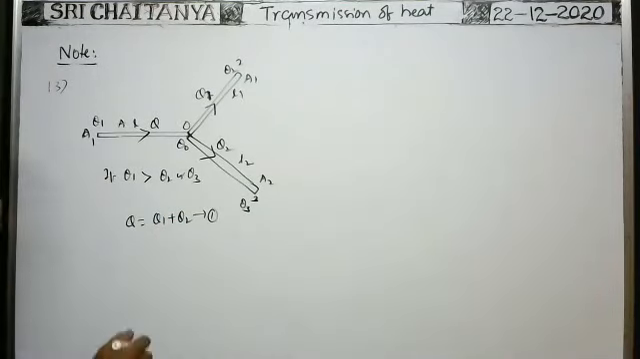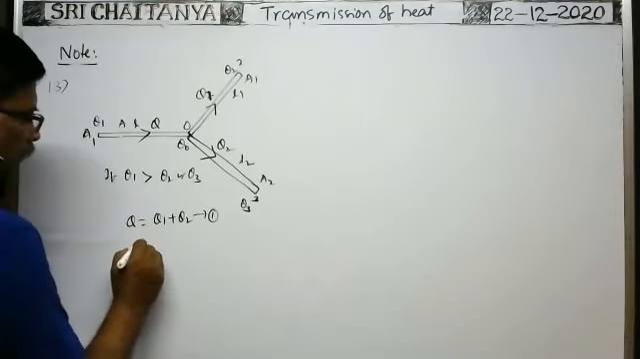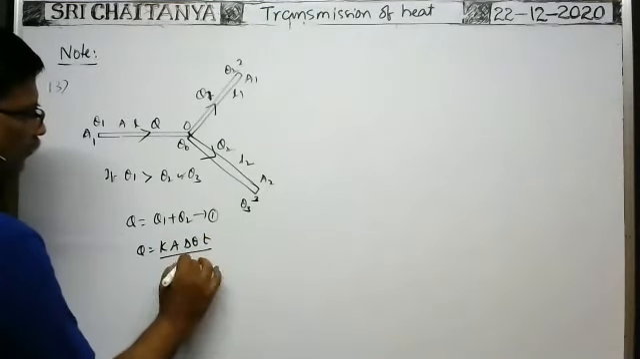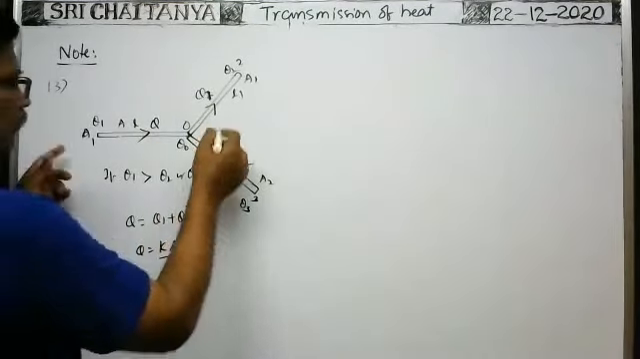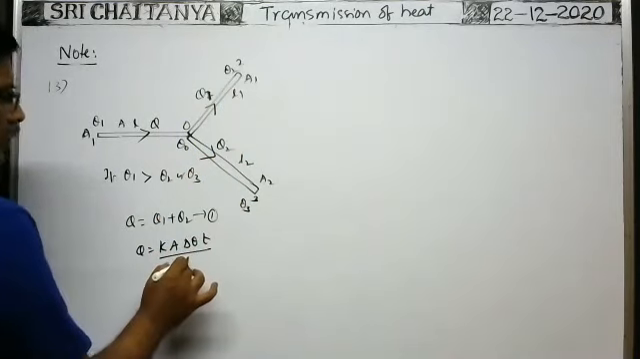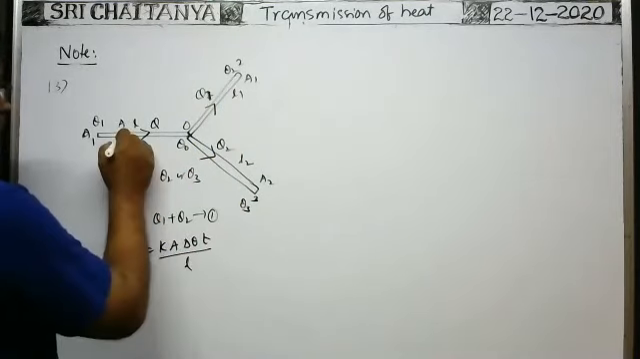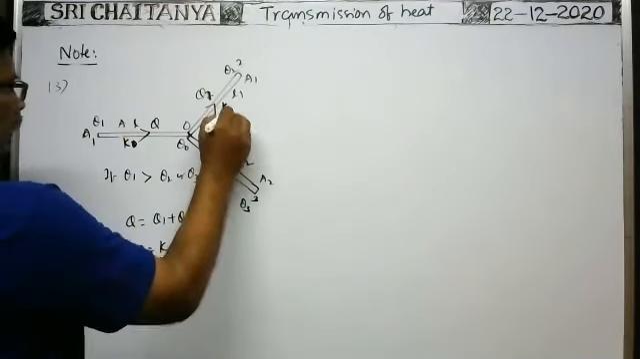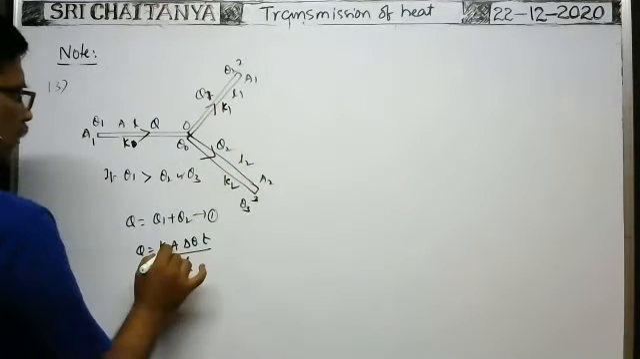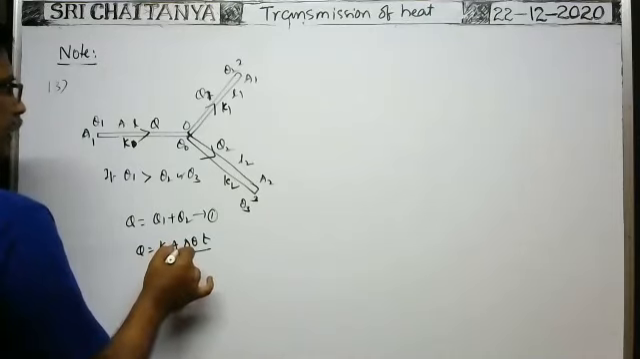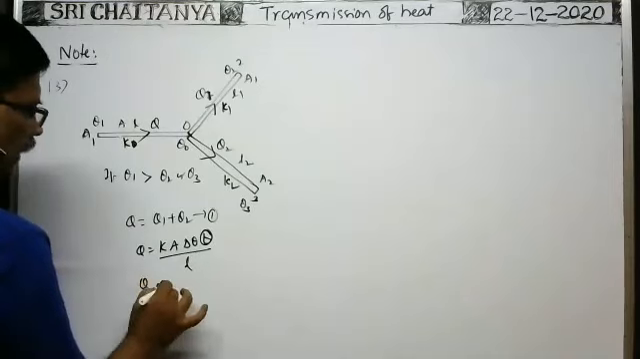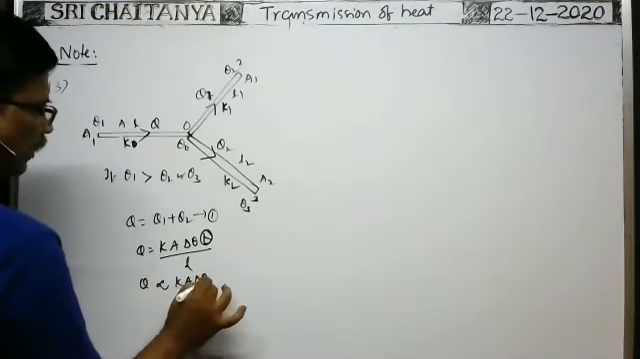Okay, so here Q, we already know, Q is equal to K A delta theta T by L. All rods are having different lengths. That's why this is not constant. All rods are having different coefficients of thermal conductivity: K, K1, K2. So K are different. Areas of cross section are different. Temperature differences are different. Only T is constant. Therefore, Q is directly proportional to K A delta theta by L.